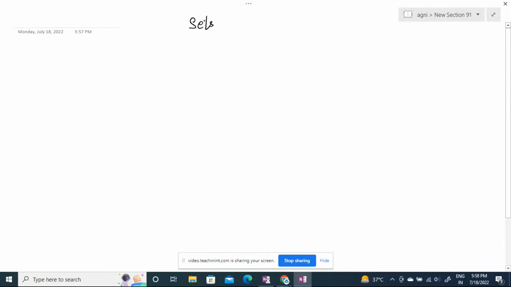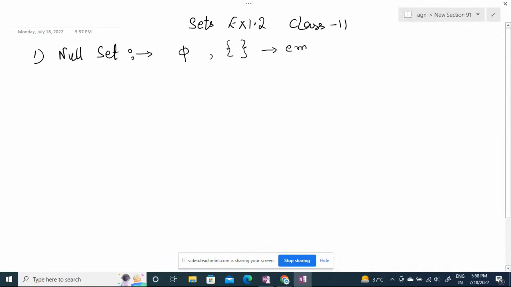Sets. Exercise 1.2, class 11th. The first topic that came here is the null set. The null set is denoted by this symbol or simply this. The null set is also known as the empty set. That means the set having no elements.